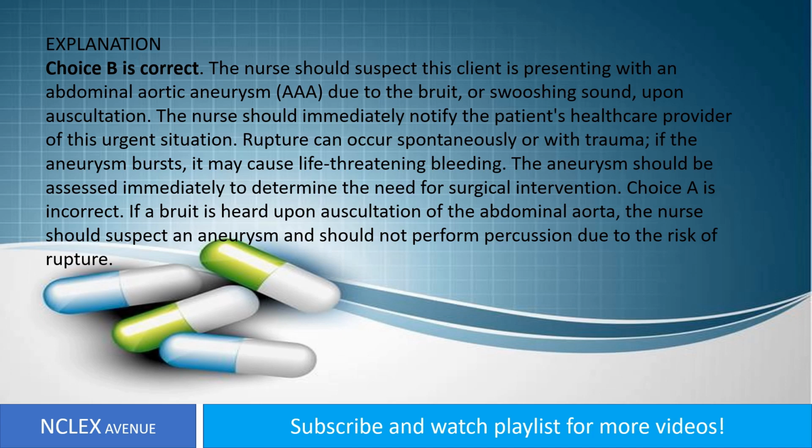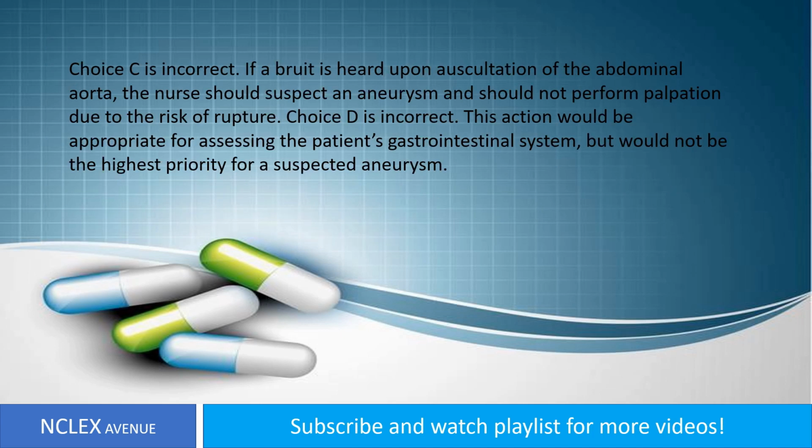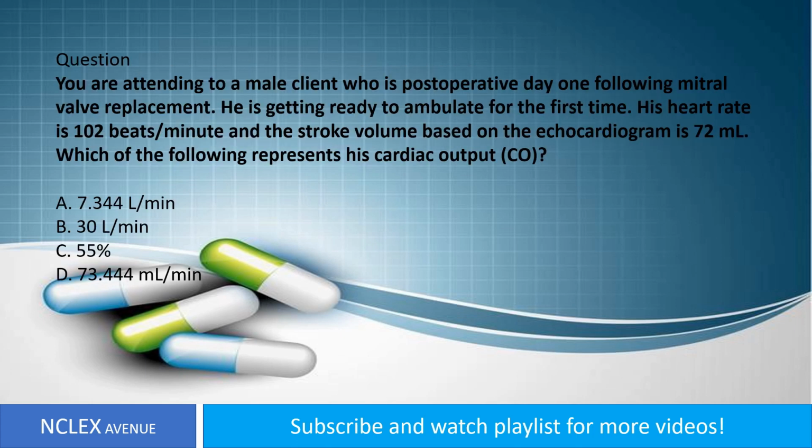Choice A is incorrect. If a bruit is heard upon auscultation of the abdominal aorta, the nurse should suspect an aneurysm and should not perform percussion due to the risk of rupture. Choice C is incorrect. If a bruit is heard upon auscultation of the abdominal aorta, the nurse should suspect an aneurysm and should not perform palpation due to the risk of rupture. Choice D is incorrect. This action would be appropriate for assessing the patient's gastrointestinal system, but would not be the highest priority for a suspected aneurysm.